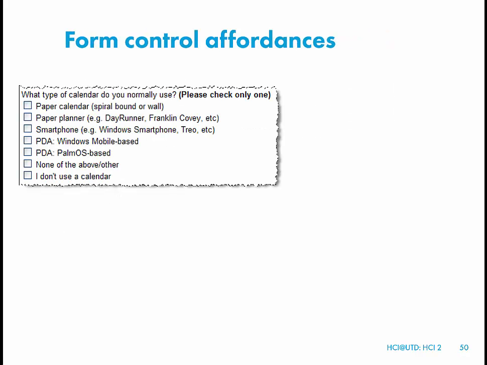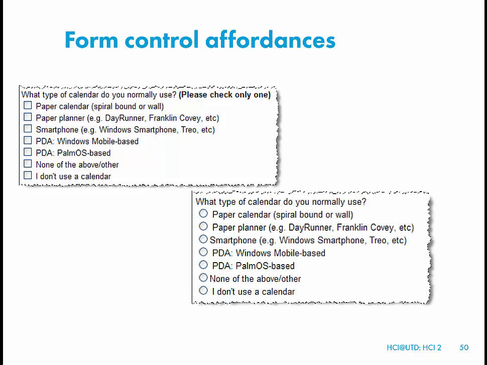So form control affordances are something as simple as, you guys may remember, checkboxes. So if you were to see a form that says, what type of calendar do you normally use? And you see the message, please check only one. And then you've got all these checkboxes. Well, the checkboxes tell me I should be able to choose multiple ones, but then I have this message telling me to please check only one. Well, why didn't you just do this in the first place? This clearly tells me I can only pick one, and I've just saved my developer a whole bunch of time doing validation.